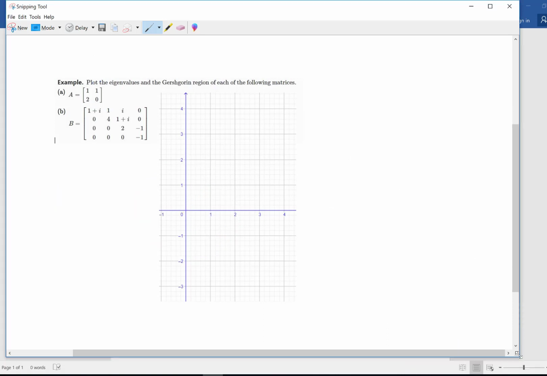So for part B, matrix B, let's plot the eigenvalues first. We're lucky to have an upper triangular matrix because then the eigenvalues are the diagonal entries. So 1 plus i, well, that would be 1 on the real and 1 on the imaginary, so it's this point right here. That's the point 1 plus i. 4 is also an eigenvalue, so here's 4. 2 is also an eigenvalue, so here's 2. And negative 1 is also an eigenvalue. So those are the 4 eigenvalues.